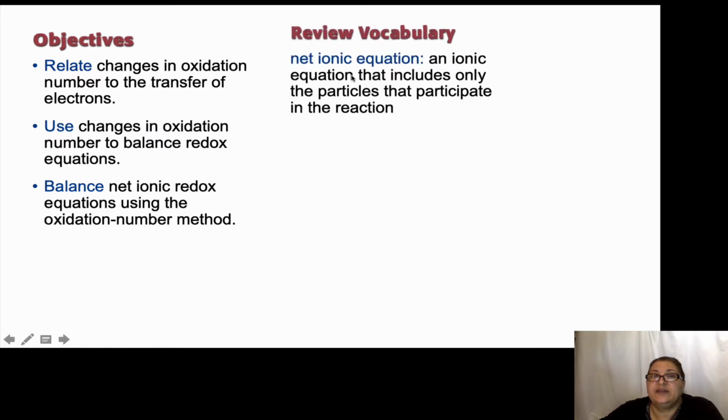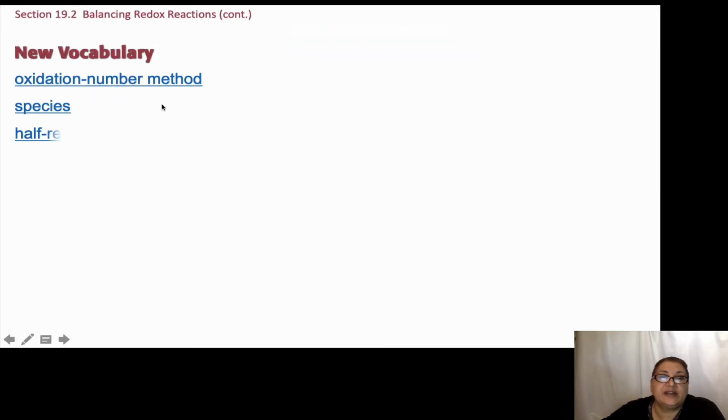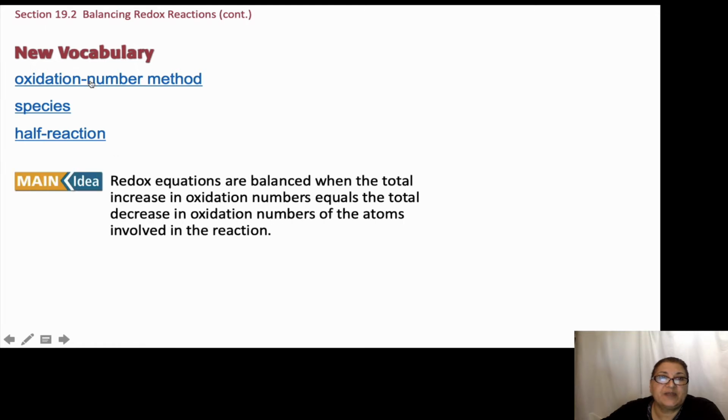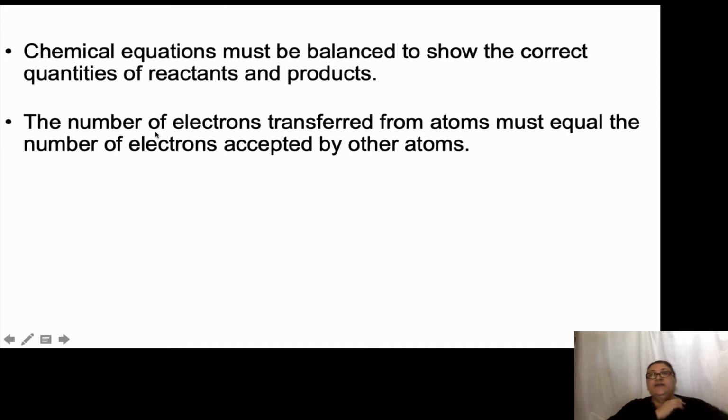Okay, and the review is the net ionic equation. The net ionic equation is the equation that shows what fully participates in the reactions, only the ones that participate in the reactions. Here are the new terms. Now, in order for us to balance a reaction, we have to take into consideration electrons. This is what redox is all about.